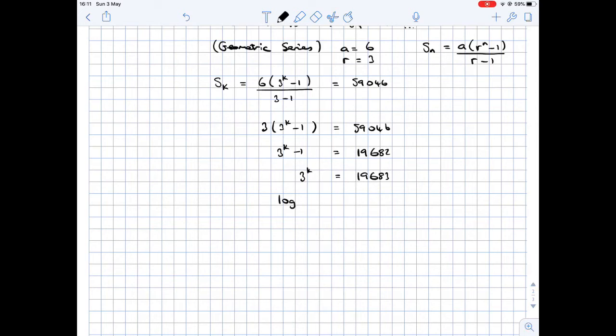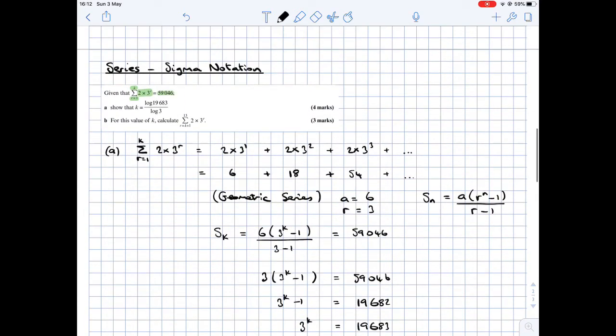Now, to solve this exponent, we need to use logs. I'm going to use log base 10. And remembering, log 3 to the power of k can be written as k log 3. And as it is a show that question, we want to make sure we show each step. Finally, k is equal to log of 19,683, all divided by log 3. And we have shown our answer for part A.